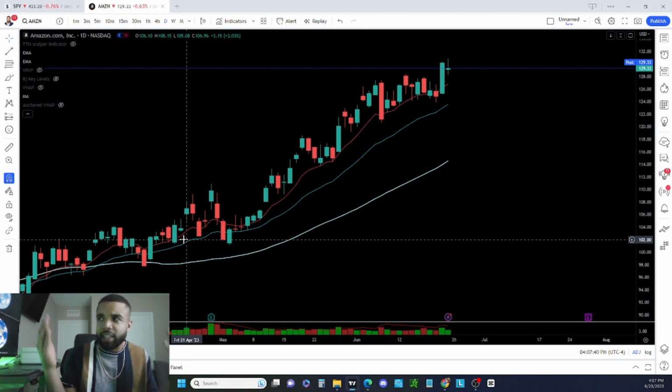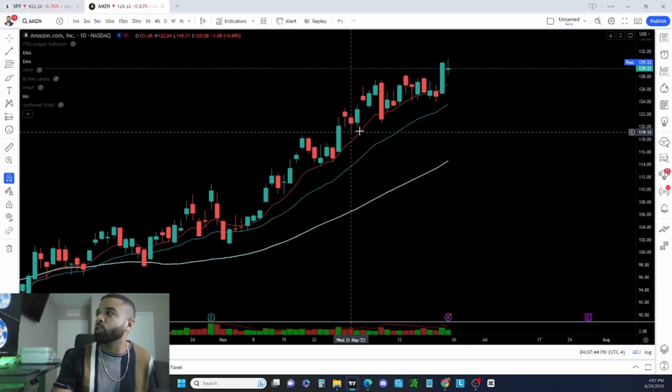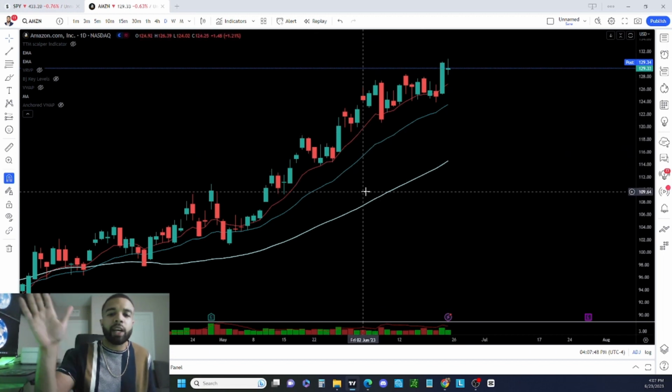For example, let's look at a Target, right? Target's been selling off. Right here, you see the moving averages, right? 9, 21, and the 50 in the right direction with buying on the month, buying on the week, and now we have the moving averages in the right order.